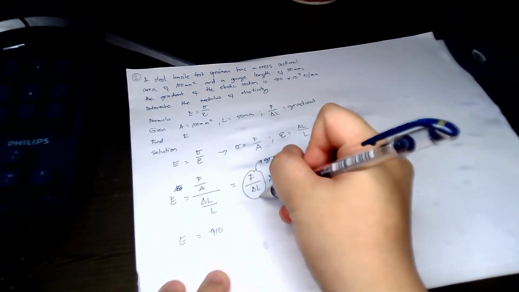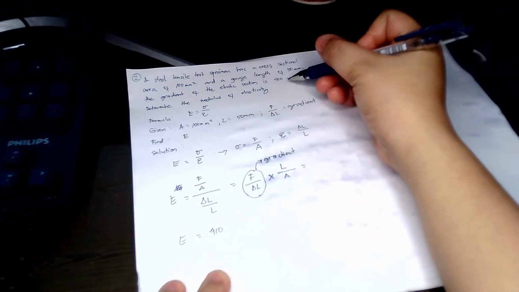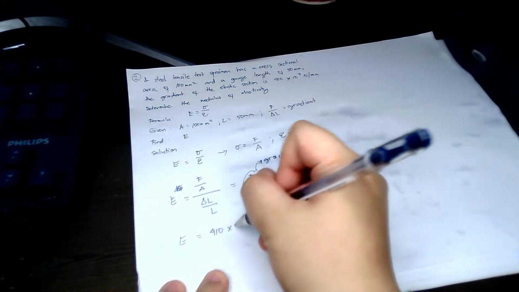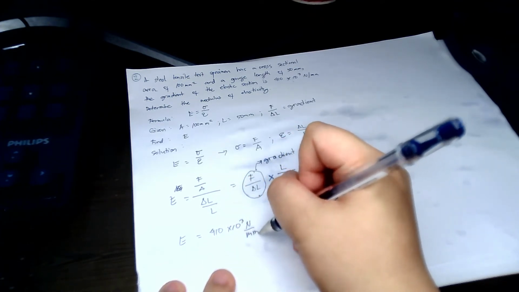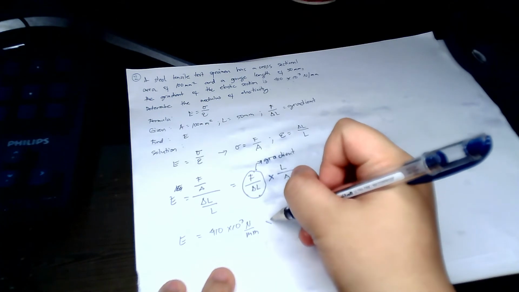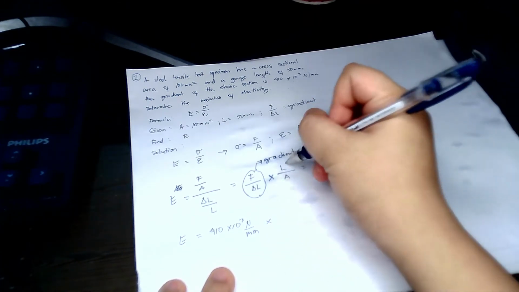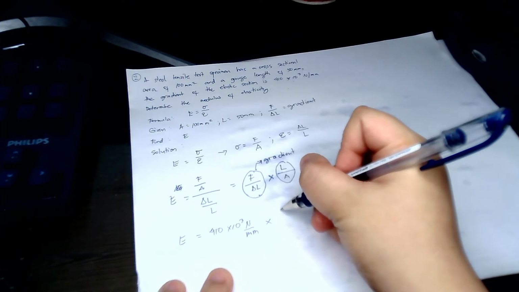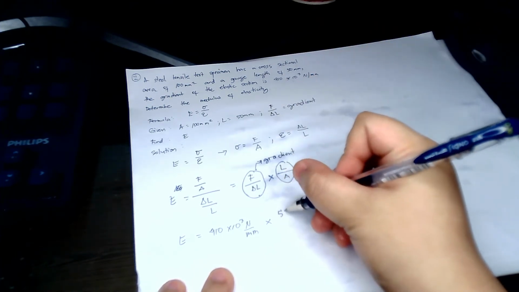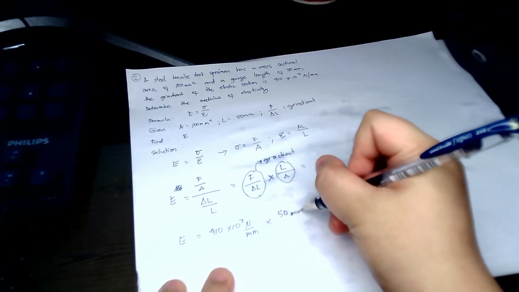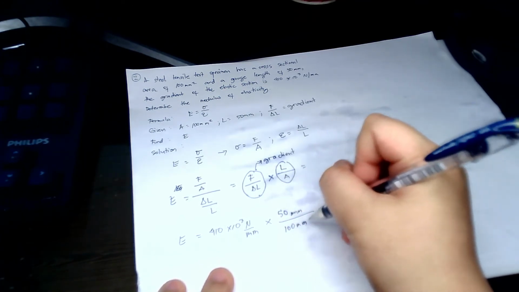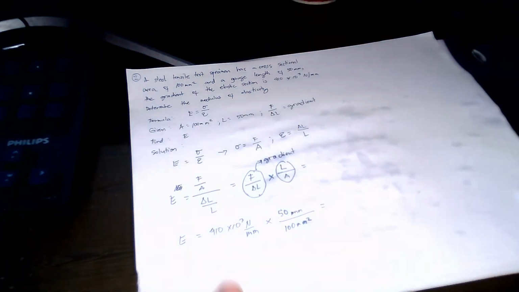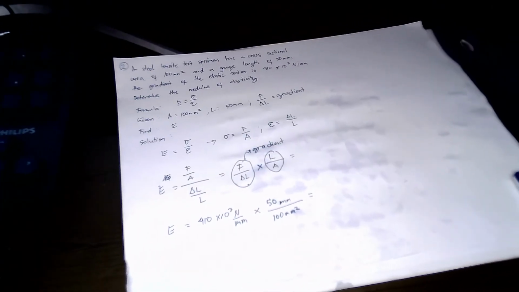this is given, and the value of this is this one, 410 times 10 raised to the third power Newton per mm times this one. Your L is 50 mm, and your area is 100 mm squared. So that is equal to, get your calculator. Sorry for my handwriting.